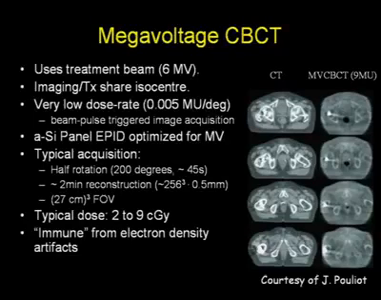Typical acquisition can be from a half rotation of about 200 degrees. It takes about 45 seconds, followed by a 2-minute reconstruction time. Typical dose to the patient is 2 to 9 centigrays, so this is not negligible. However, on the plus side, it is immune from electron density artifacts.